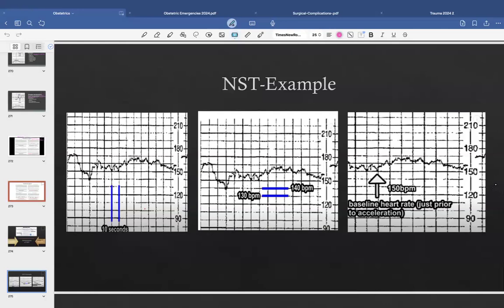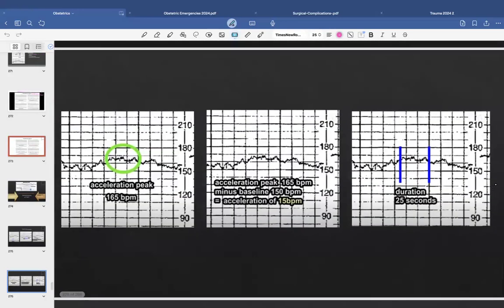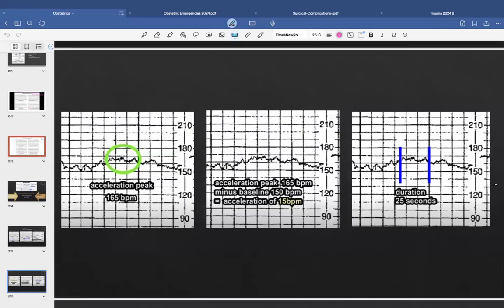The acceleration peak there is circled in green. The acceleration peak is around, let's see, if our baseline is at 150, and this is 10, that's 160, 170, 180. So it's right in between, so it's around 165 beats per minute. So we take our baseline, which was 150, and we take that acceleration peak. 165 minus 150 gives us 15 beats per minute. So that acceleration is an acceleration of 15 beats per minute.